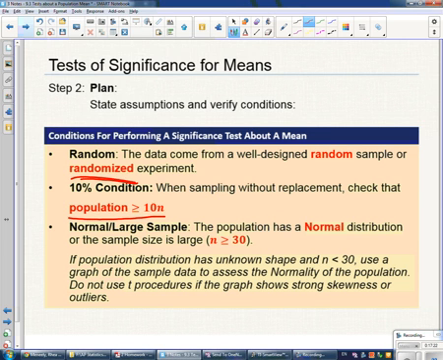However, our normal condition looks a little bit different. With proportions, we had to multiply n times p and n times 1 minus p and check to make sure that the expected successes and failures were more than 10. With a mean, we have to either look at the distribution of the population, and oftentimes it'll tell you the shape is normal. If it doesn't, then our sample size needs to be large. In fact, it needs to be at least 30.